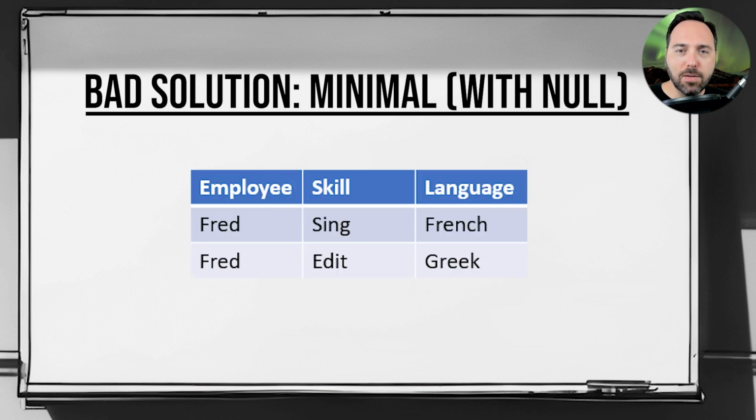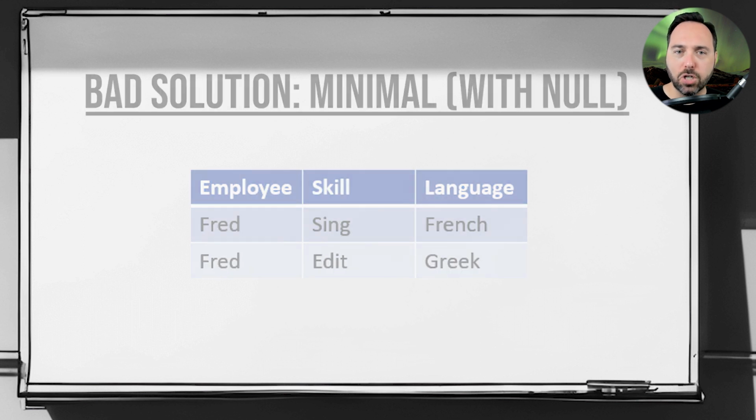Also, what happens if Fred is no longer conversant in German? In that case, we would need to have full knowledge of all tuples and shuffle things around, updating multiple tuples in a non-trivial fashion to maintain our minimal solution.